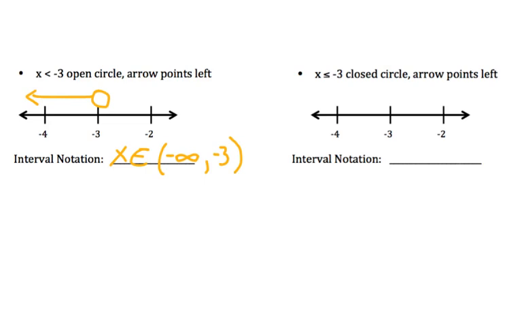Next up, x is less than or equal to -3, so here we're going to have a closed circle, because it's the or equal to, and then we're going to have an arrow pointing to the left, because it's still the less than part. So interval notation, x is an element, and we're going to go from -infinity, since it points to the left forever, and up to -3, but it's included, so we're using a bracket.